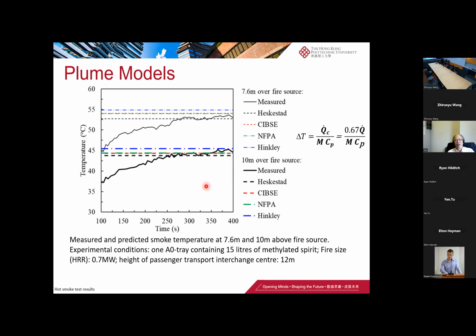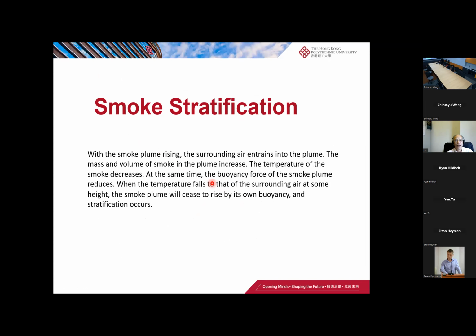Because we recently revisited this data and put it in the paper, and this part has been criticized by the peer reviewer, we are still working on how to do additional experiments to address this issue. So this is part one. Now we move to the smoke stratification part.